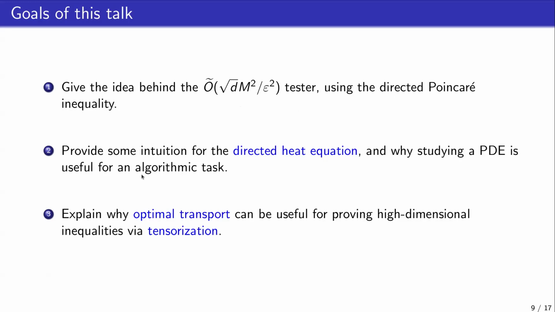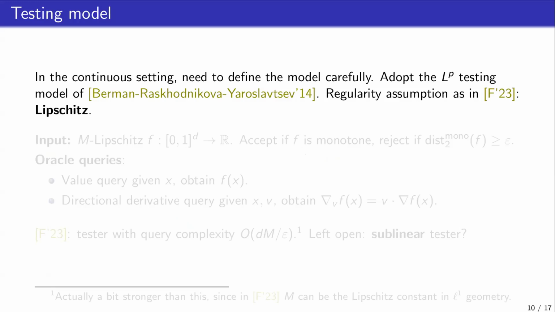And then I'm going to give you some flavors for the proof of the directed Poincare inequality, in particular by telling you, one, about this partial differential equation, this PDE called the directed heat equation that turned out to be a very central ingredient for my proof, and in particular, why we should study a PDE in order to understand an algorithmic task. And then I'm going to tell you about one ingredient that was very important, which is optimal transport. It seems like optimal transport was a very helpful tool for tensorizing an inequality, taking a one-dimensional inequality and transporting it to a d-dimensional inequality without losing anything in the dimension, which is something that we often want in TCS.